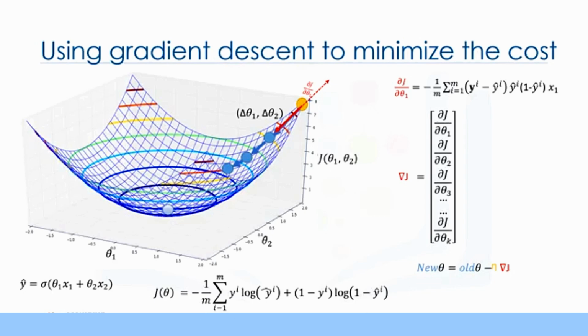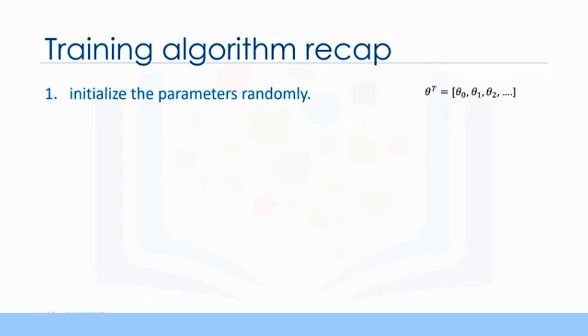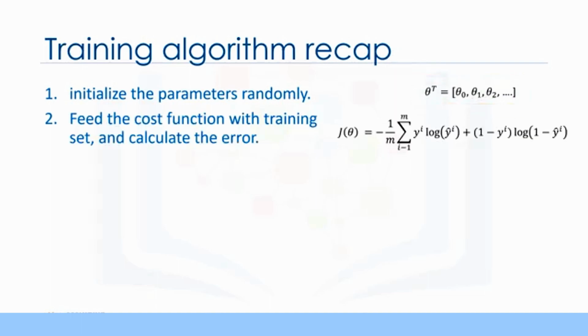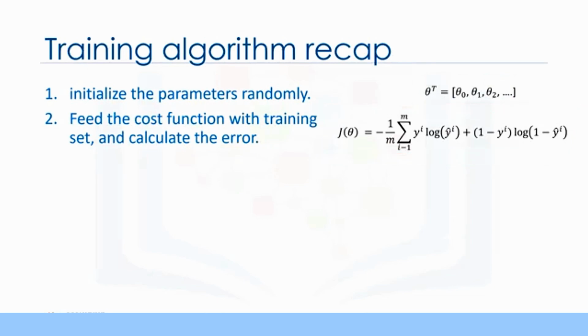Notice that it's an iterative operation, and in each iteration, we update the parameters and minimize the cost until the algorithm converges on an acceptable minimum. Okay, let's recap what we've done to this point by going through the training algorithm again, step by step. Step 1. We initialize the parameters with random values. Step 2. We feed the cost function with the training set and calculate the cost. We expect a high error rate as the parameters are set randomly.